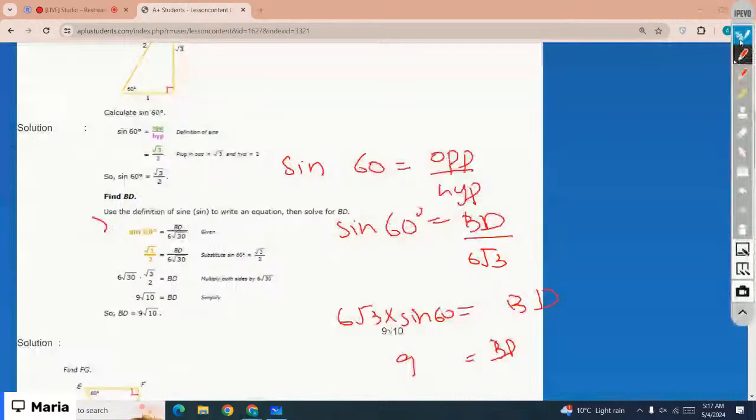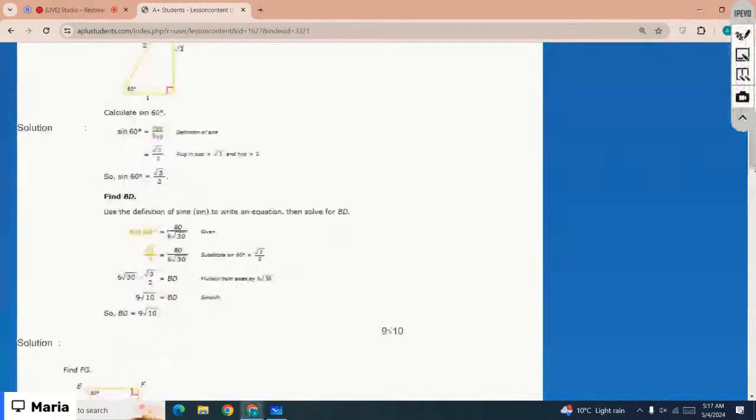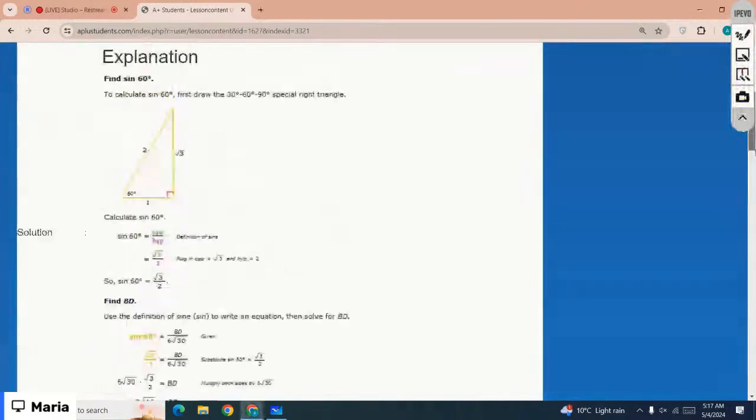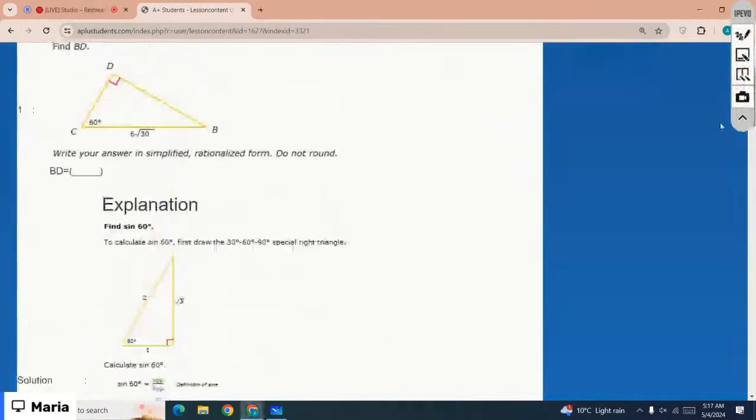You can even write down the answer in square root form, right? Because sine 60 is square root 3 over 2, right? So just multiply 6 square root 3 times square root 3 over 2, and that would be 9, right? But here in the question you are given just square root 3. Oh, 6 square root 3 it is, right?